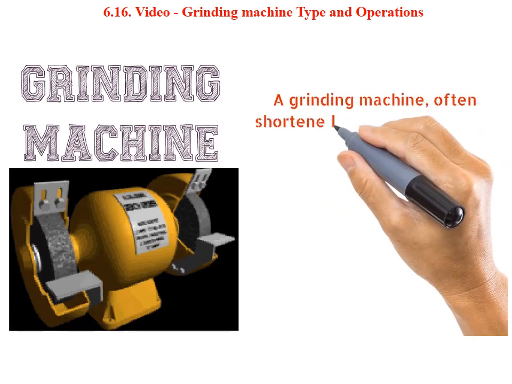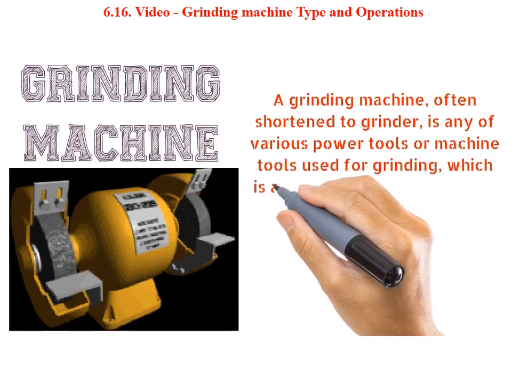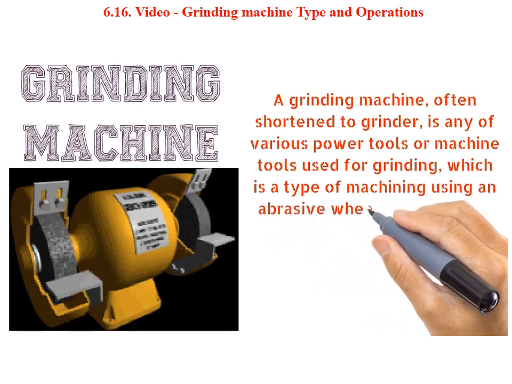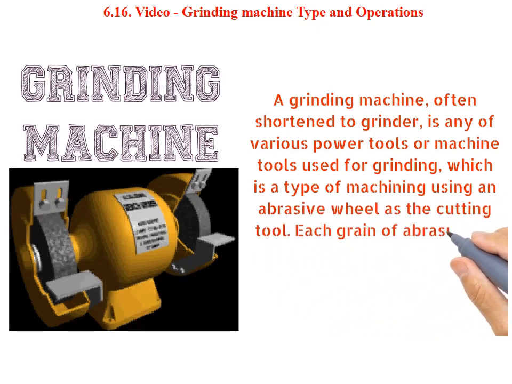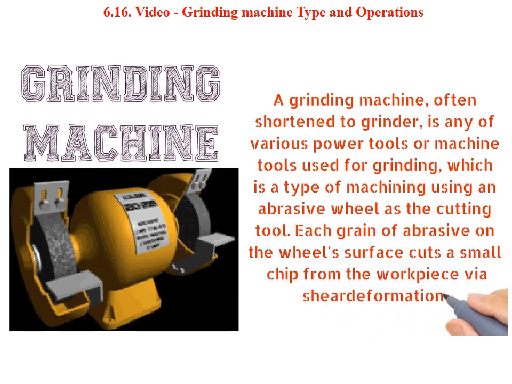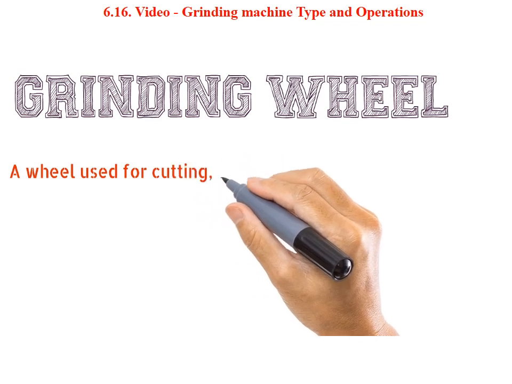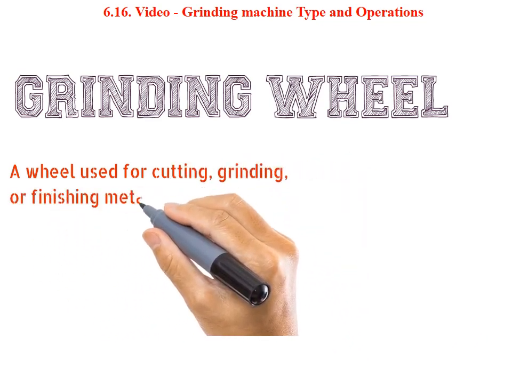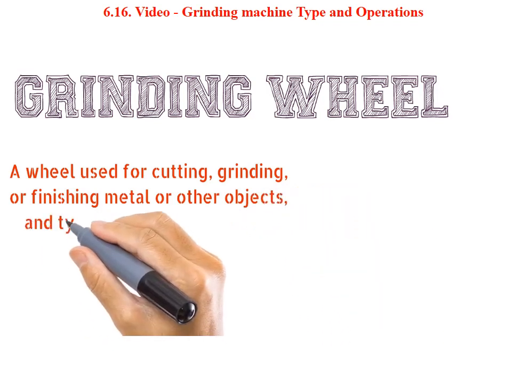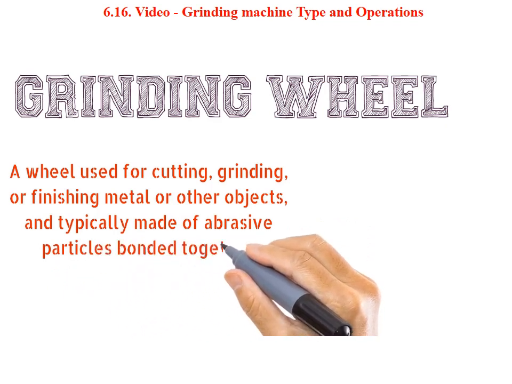Grinding machine. A grinding machine, often shortened to grinder, is any of various power tools or machine tools used for grinding, which is a type of machining using an abrasive wheel as the cutting tool. Each grain of abrasive on the wheel's surface cuts a small chip from the workpiece via shear deformation. Grinding wheel: a wheel used for cutting, grinding, or finishing metal or other objects, typically made of abrasive particles bonded together. Different grinding wheels are selected on the basis of their properties, shape and size.